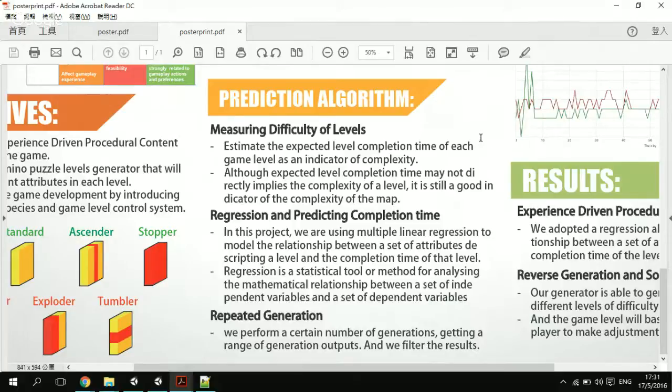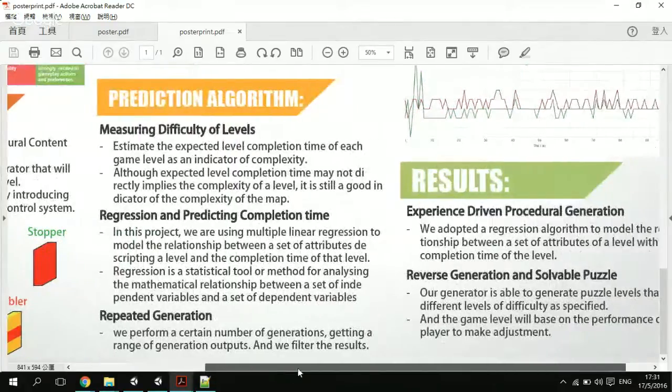After we have implemented the prediction algorithm, when doing the generation, we can repeat the generation a number of times, and we can extract the desired result by comparing their values of completion time, which is predicted by our regression algorithm.